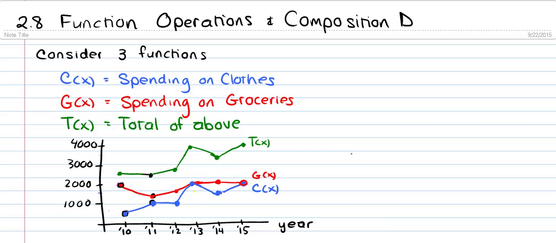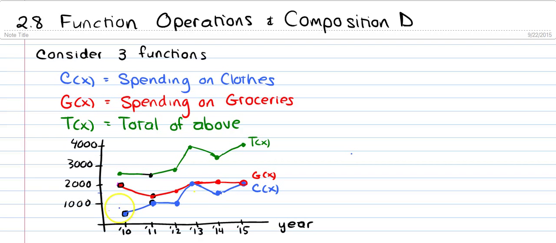Consider we have three functions graphed here. We've got the blue function, how much someone spends on clothes in the years 2010 through 2015. Red function, how much they spend on groceries those years. Green function, total expenditures for those two items.